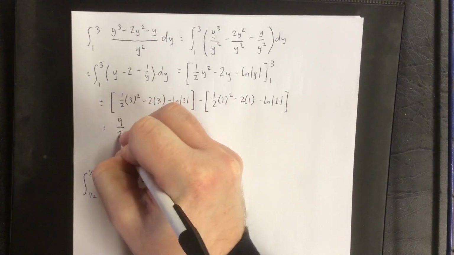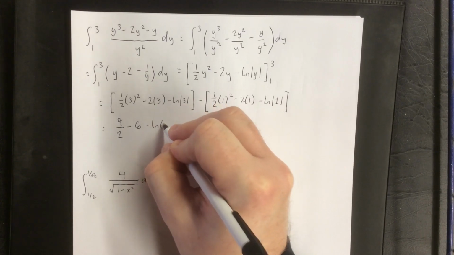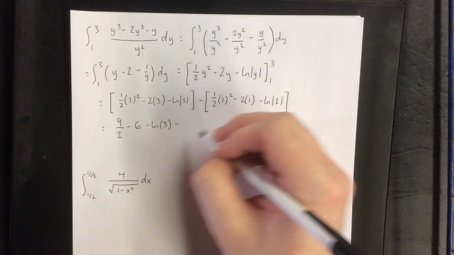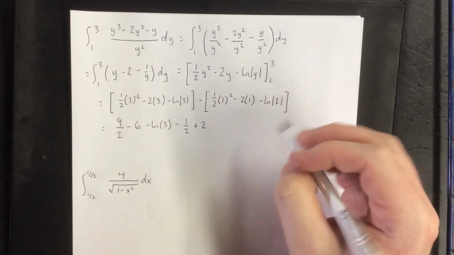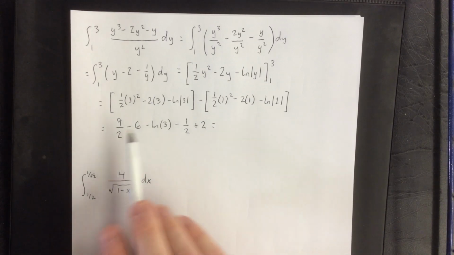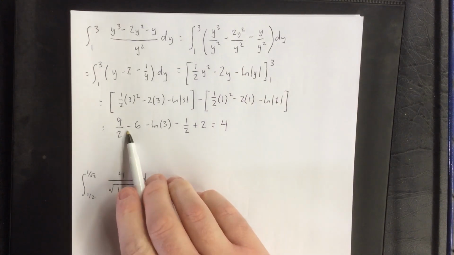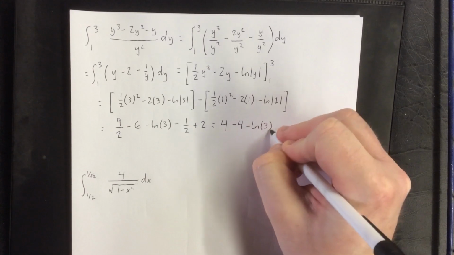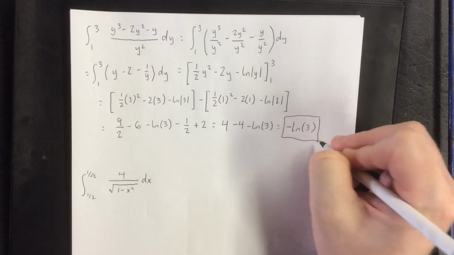Simplifying the rest of this will be 9/2 minus 6 minus the natural log of, well, absolute value of 3 is just 3. Distributing the negative sign, this will be minus 1/2 plus 2, and then minus the natural log of 1 is minus 0. Combining our like terms, we have 9/2 minus 1/2, that'll be 8/2, which is 4. Minus 6 plus 2, that'll be minus 4. And we'll have minus the natural log of 3. So final answer for this one would be the negative natural log of 3.